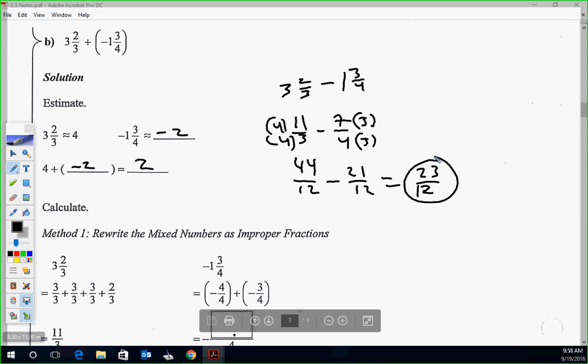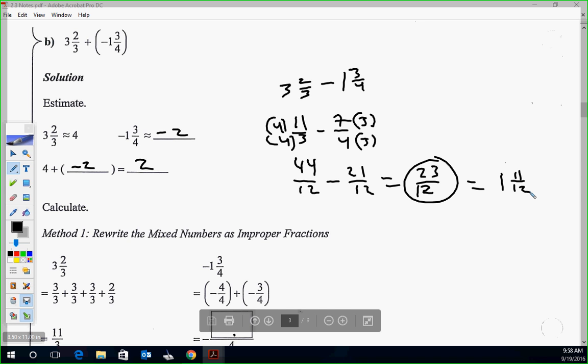Okay, and that doesn't reduce because 23 is a prime number. 23 only has itself and 1 that go into it, so that doesn't help us. If I want to write this as a mixed number, it would be 1 and 11/12. Really close to 2. 2 would be 24/12, right? So we're 1/12 away from it.